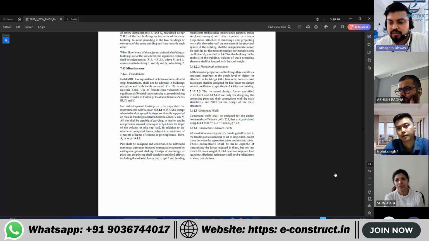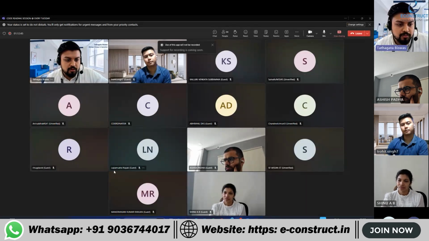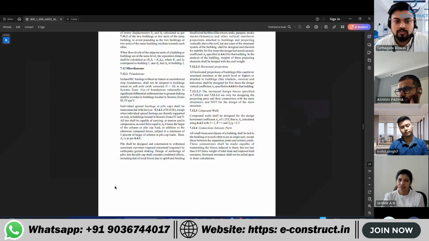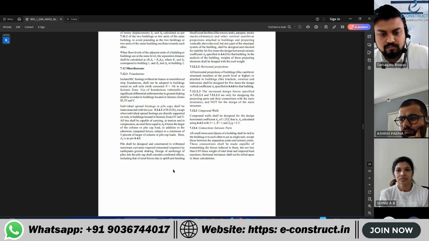Okay, so foundations. Who is left? Lopamudra, Renu. Foundation. Isolated RC footing without tie beams or unreinforced strip foundation shall not be adopted in buildings located on soft soil with corrected N value less than 10 in any seismic zone.